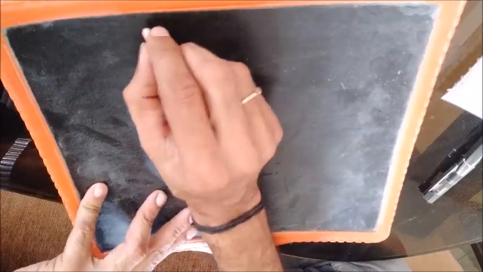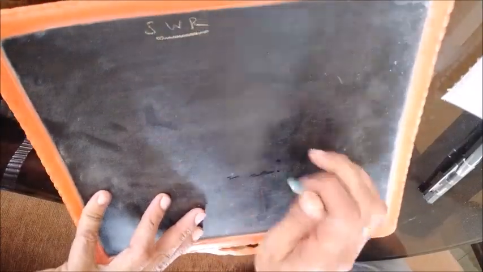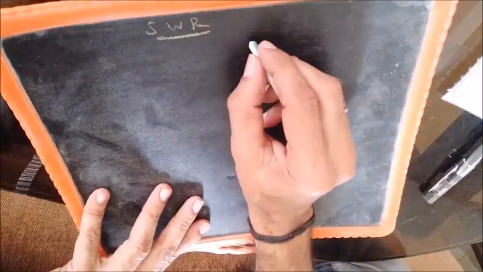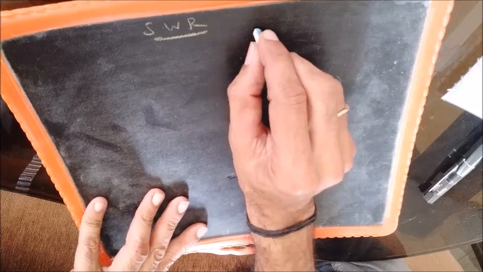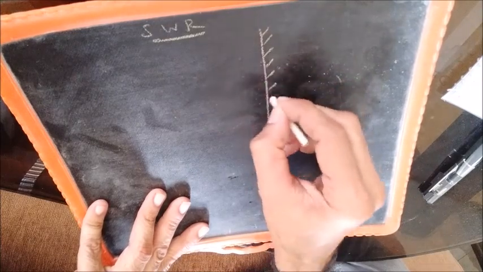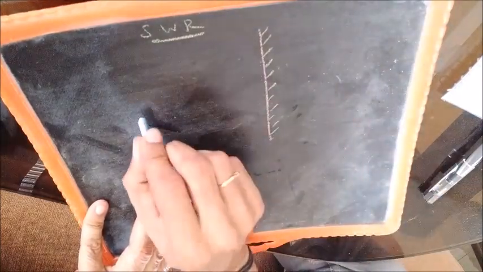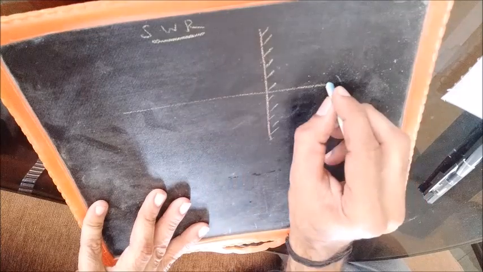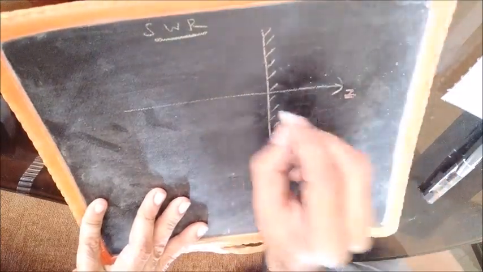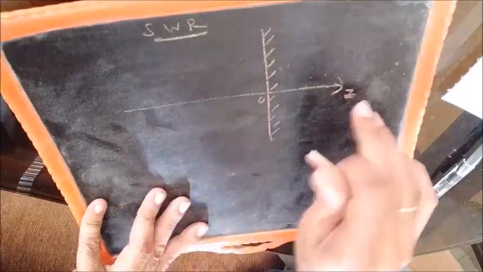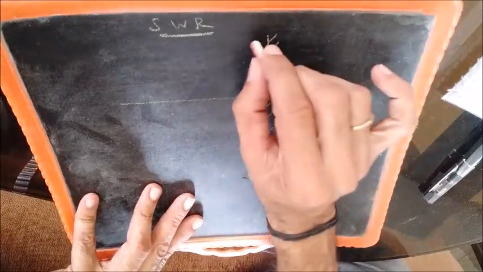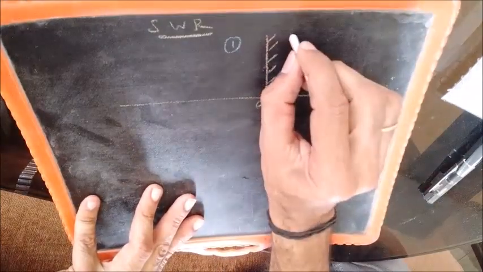To discuss a standing wave ratio, we need to consider the normal incidence of an electromagnetic wave at an interface. So let us say that the setup is like this. We have the interface at z equal to 0, this is the z-axis, and we have region 1 here and region 2.